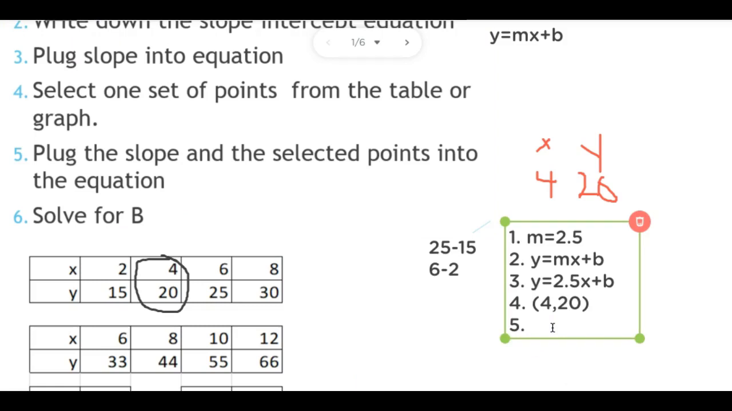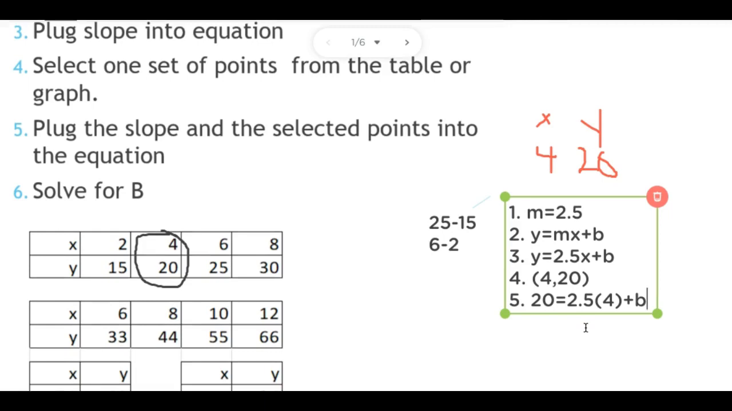right? Well, it will become 20 equals 2.5 parentheses 4, which is the x, plus b. Now what has happened is now we've written an equation that is going to solve for b. Now we have all numbers and we need to write an equation that's going to tell me what b is.